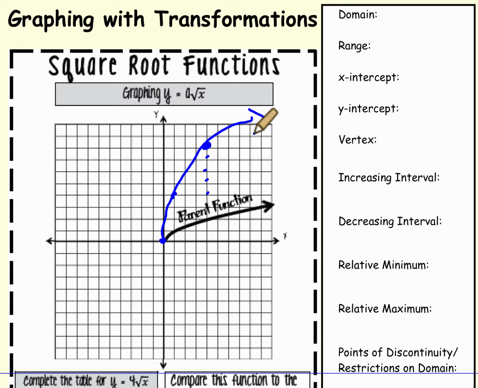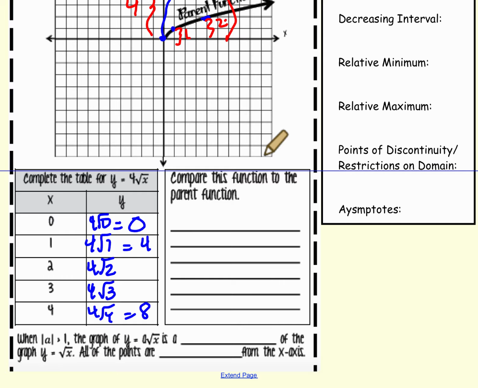So what did it do? Remember that a value outside of the square root function gives us what we call a vertical stretch. And what that means is when we look at corresponding points with the same inputs, this point here had a vertical distance of 4, but this point had a vertical distance of 1. This point has a vertical distance of 8 versus this one is 2. 1 times 4 makes 4. 2 times 4 makes 8. So I'm stretching the vertical distance. Compared to the parent function, it's a vertical stretch.